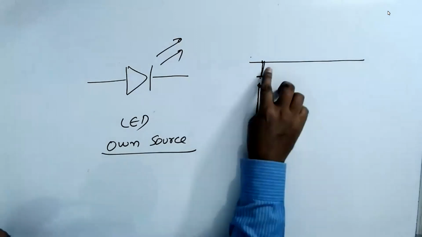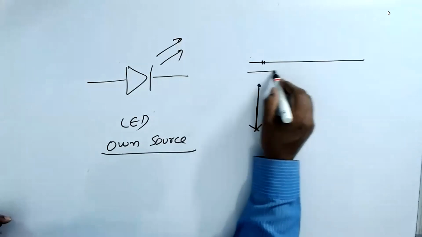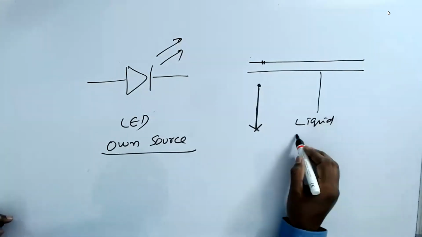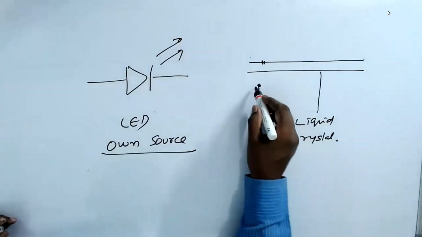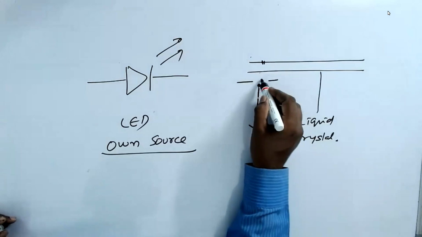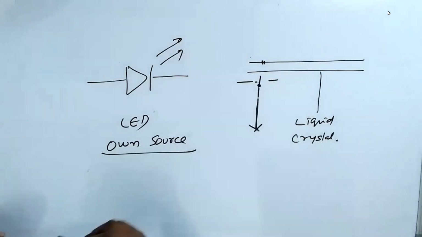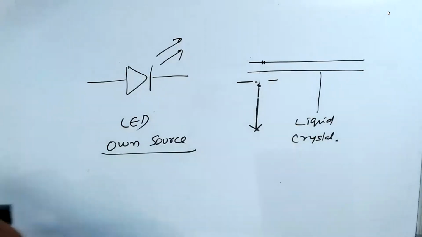What people do here is use this liquid crystal. By applying the voltage, they make it either block or allow the light. They polarize, non-polarize. That's all physics. I'm not going into that.